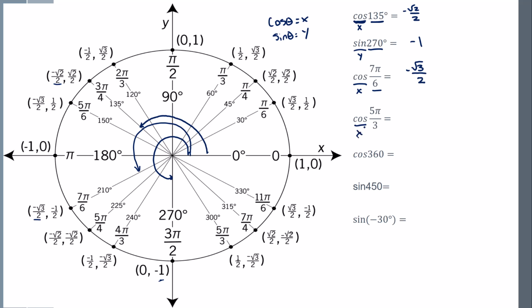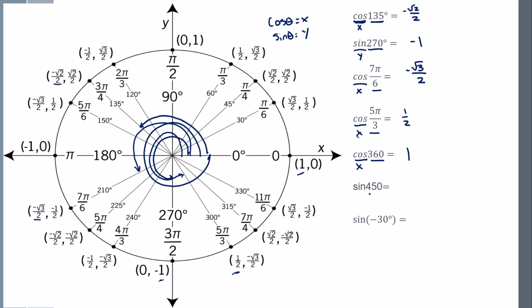My x value at 5 pi thirds, so I'm going to rotate to 5 pi thirds. My x value is going to be 1/2. Now 360 is all the rotation, so my x value when I rotate all 360 is 1.